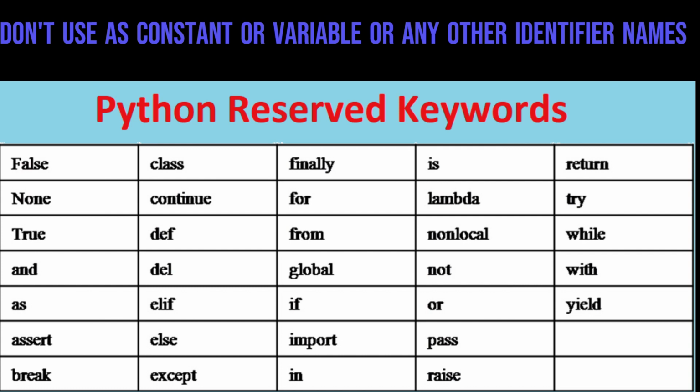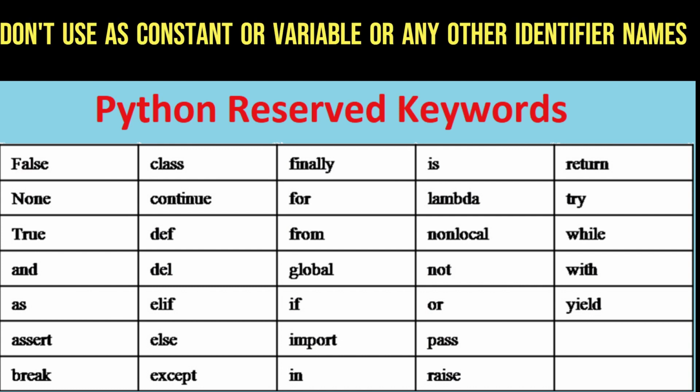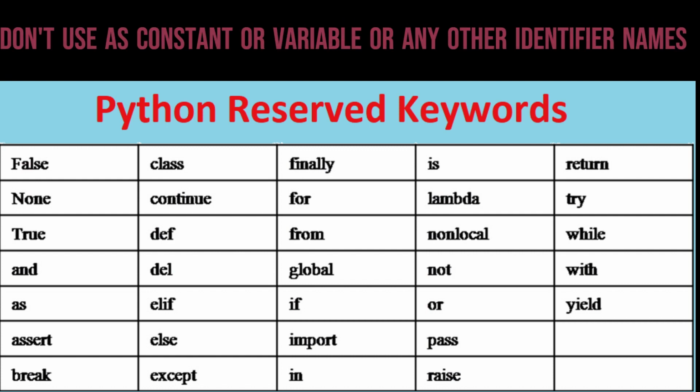Python reserved words. The following list shows the Python keywords. These are reserved words and you cannot use them as constant or variable or any other identifier names. All the Python keywords contain lowercase letters only.